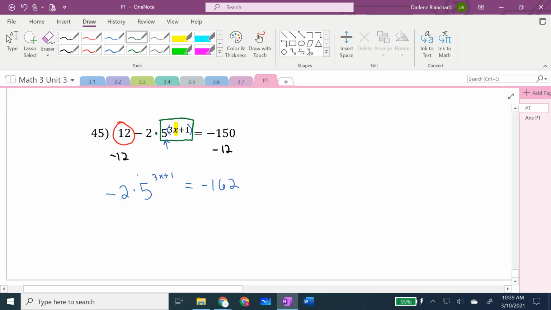And you might see it already, but now I have to deal with the multiplication because having this exponentiation is much stronger than a multiplication. So I'm going to divide both sides by -2. And then I'm going to have my 5 to the 3x plus 1. And on the other side, positive 81.